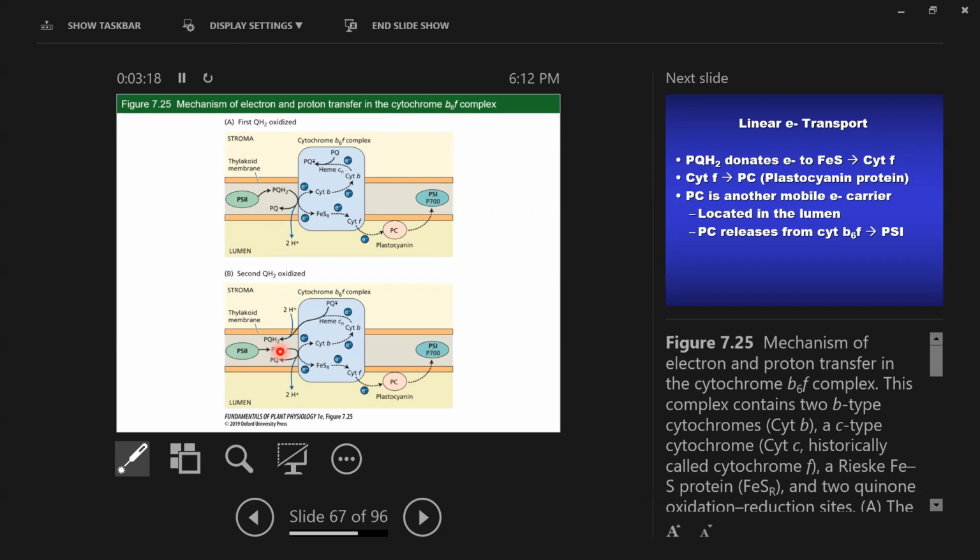So that's describing a proton gradient across the thylakoid membrane. That's a good thing. What does that lead to?